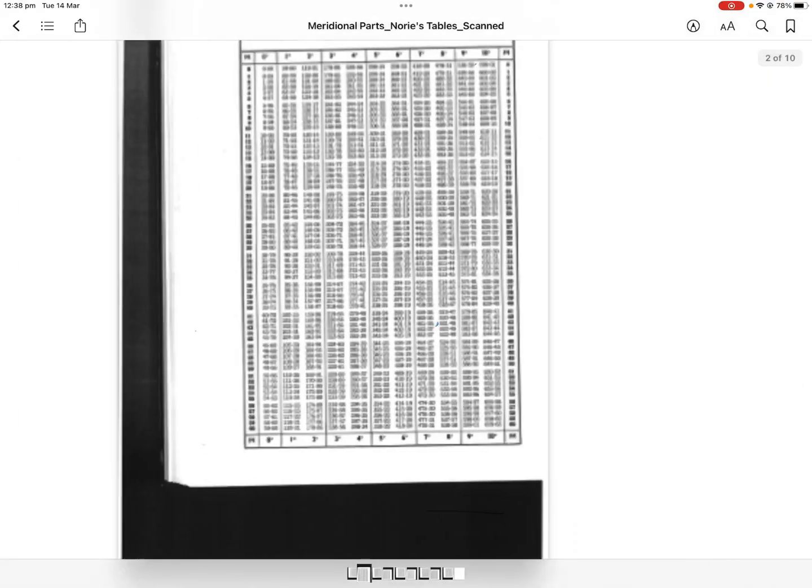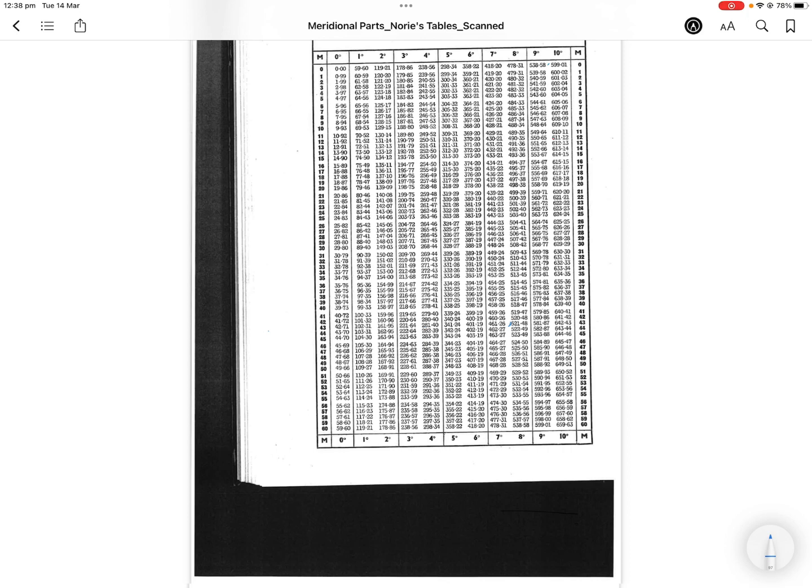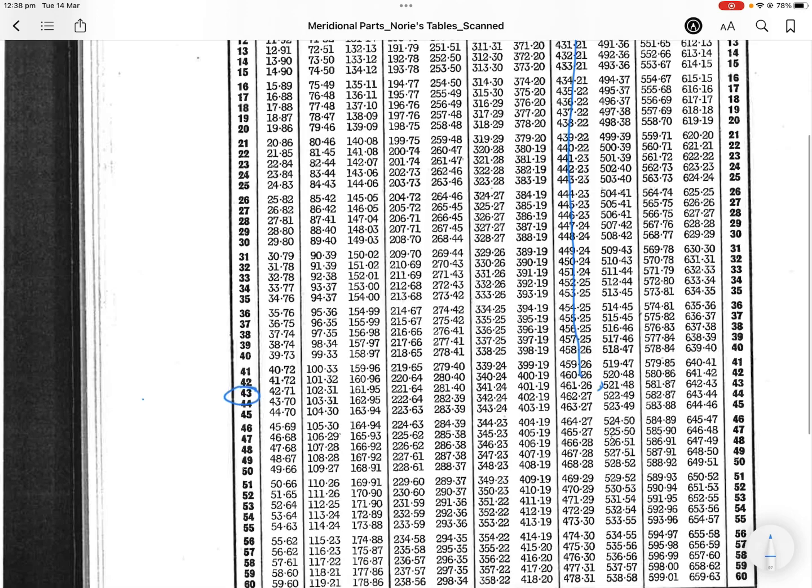So 7 degrees and 43 minutes will be on this table here. So 7 degrees is here and 43 minutes is here. So if I go down the 7 degrees column and I stop at 43 minutes, so let me just zoom into here. 461.26, right? 461.26 is the value I get. 7 degrees 43 minutes.